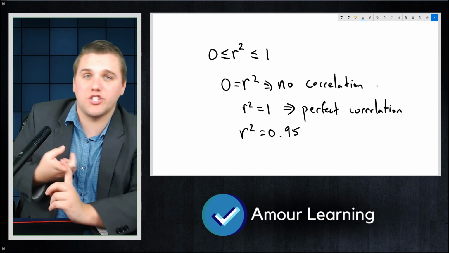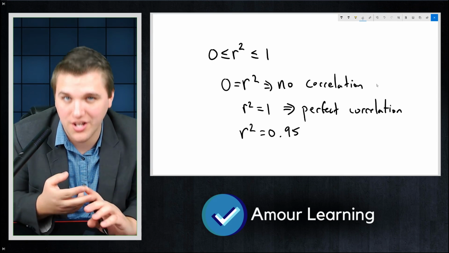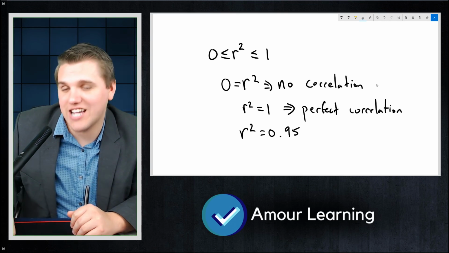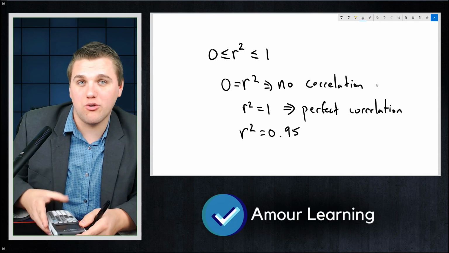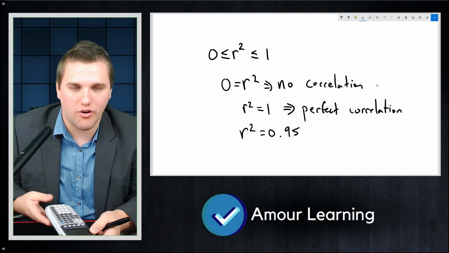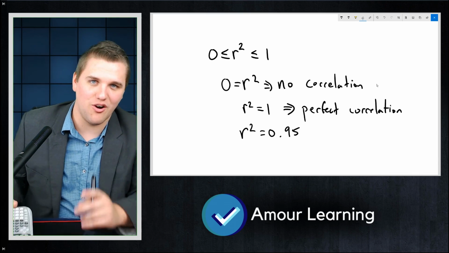So we've covered the correlation coefficient and the coefficient of determination. Thank you guys so much. In the next lecture, I'm going to teach you how to calculate these numbers, going through an example of linear regression together with this TI-84. I'll see you guys then.